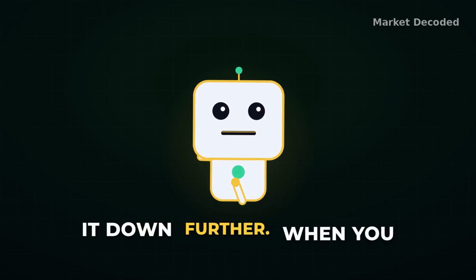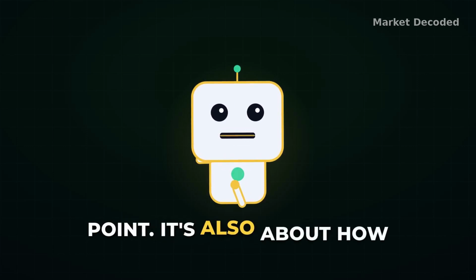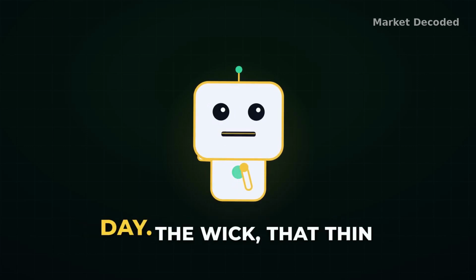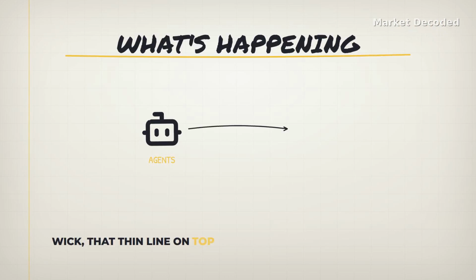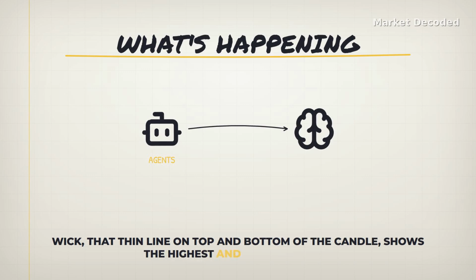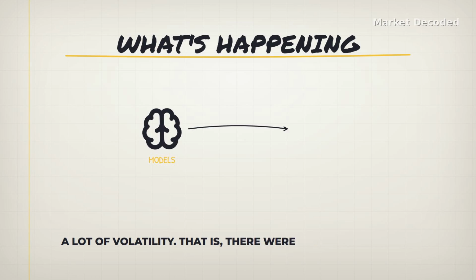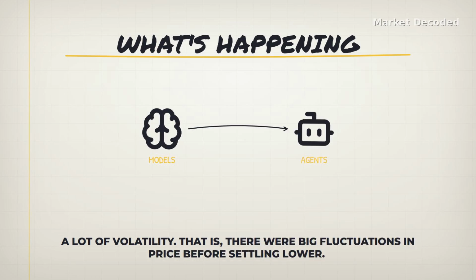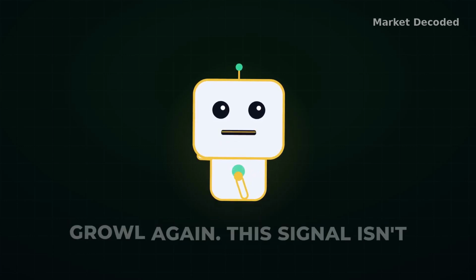Now, let's break it down further. When you see a red candle, it's not just about the end point. It's also about how the price moved during the day. The wick, that thin line on top and bottom of the candle, shows the highest and lowest prices reached during that period. If the wick is long on a red candle, it means the market had a lot of volatility. That is, there were big fluctuations in price before settling lower. So remember, every time you see a red candle, think of it as a bear taking a deep breath and getting ready to growl again.